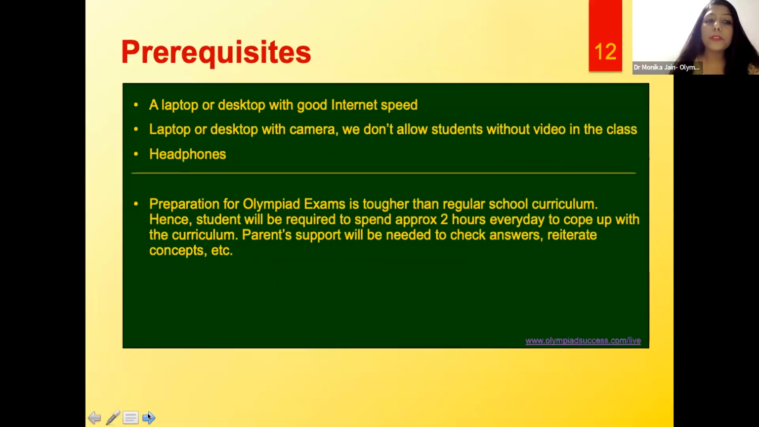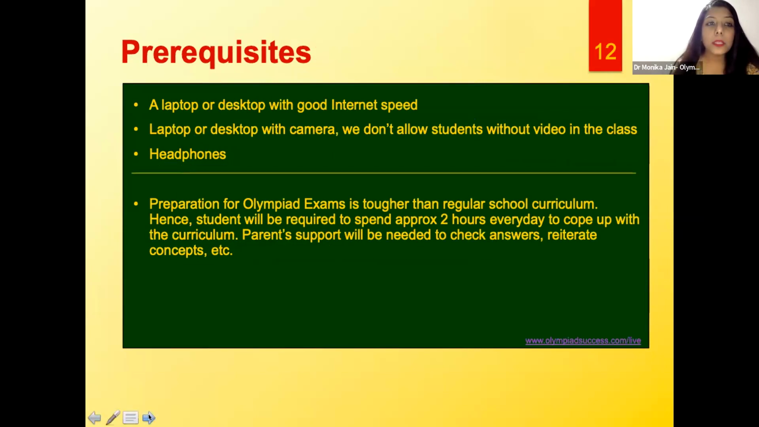All that you require for these classes is a laptop or a desktop with good internet speed, with a camera because we do not allow students without video in the class, and headphones for better audio clarity. Preparation for Olympiad exams is slightly tougher than your regular school curriculum, so you need to spend at least 2 hours every day to cope with the curriculum. Of course, parental support is required to check answers, reiterate concepts, and monitor the progress.